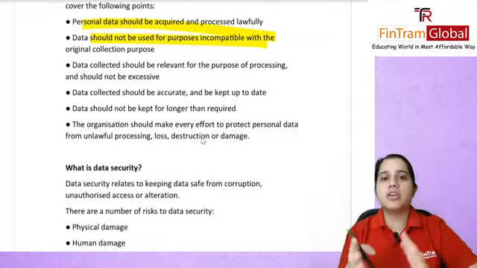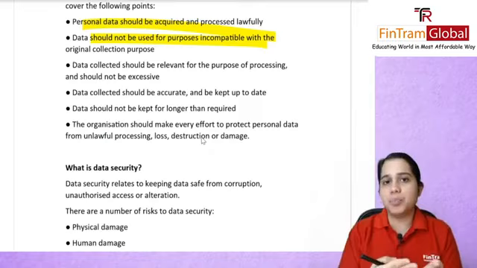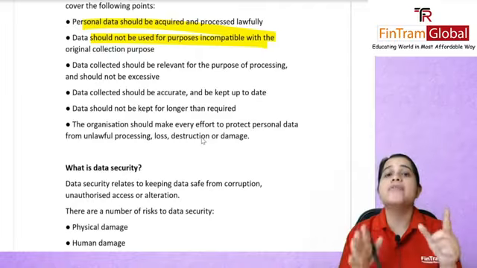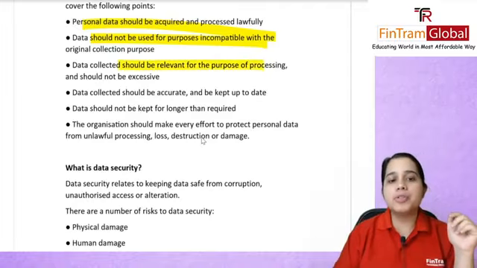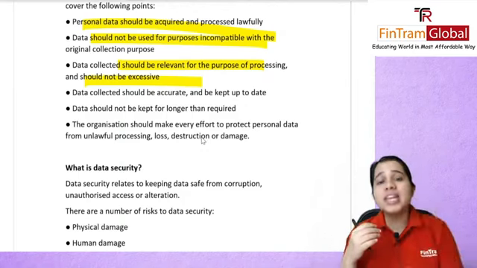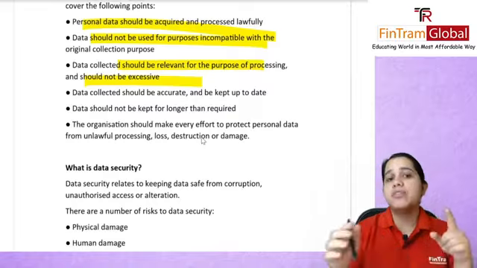So, if I took this data for a particular purpose, then I should be only using it for that purpose and not for anything else. That will be considered illegal. Data should be relevant for the purpose of processing. It should not be excessive. Only take that much information that you actually need and not excessive information.